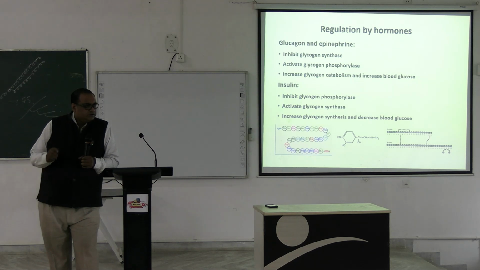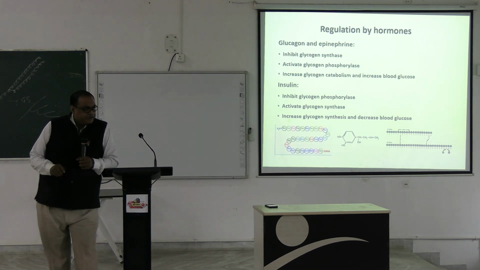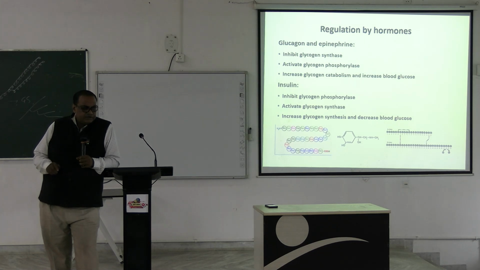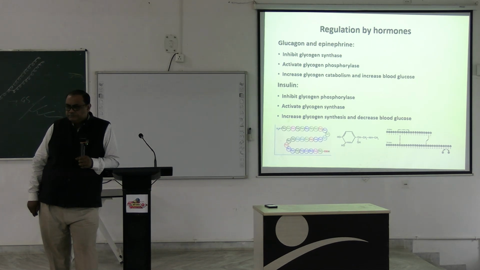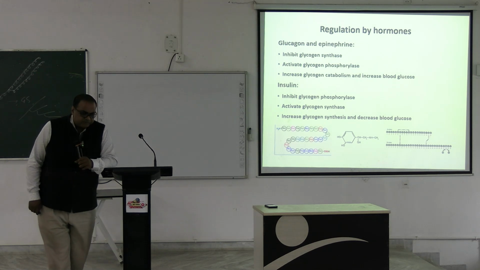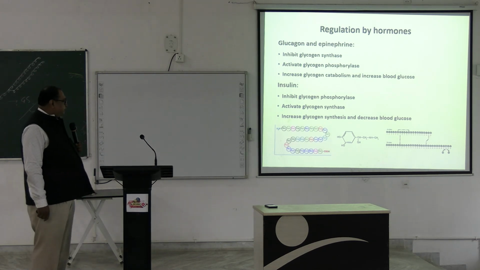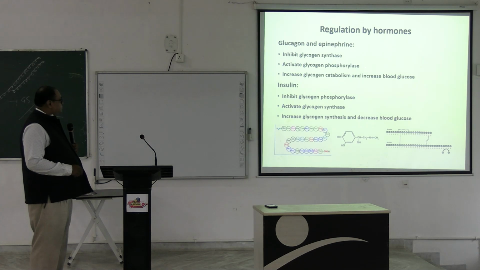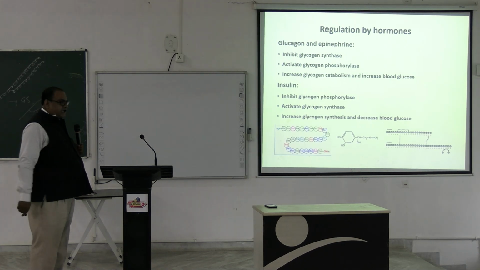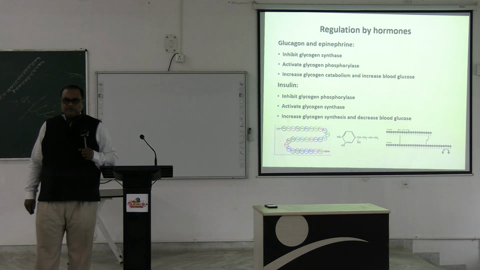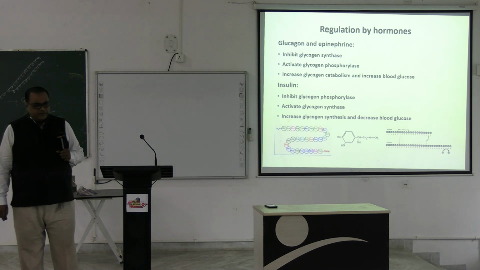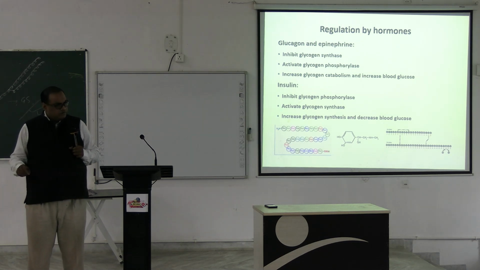So, if there is secretion of glucagon or epinephrine, then which pathway will be preferred? Glycogenolysis, correct? When this pathway takes place, the opposite pathway will stop. Insulin, on the other hand, will act just the opposite way to glucagon. Whatever and wherever glucagon acts, insulin will do just the opposite.